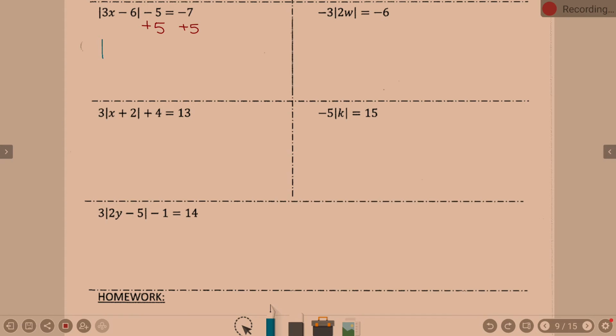So I still have absolute value of 3x minus 6. What is negative 7 plus 5? Negative 2. Wait. Because you're adding a negative with a positive. Oh yeah.